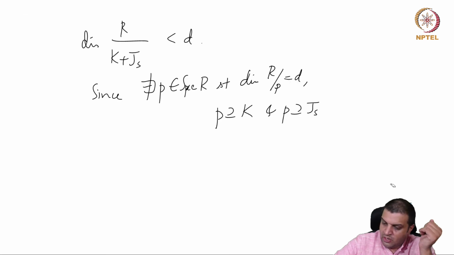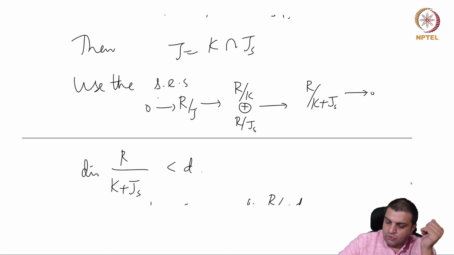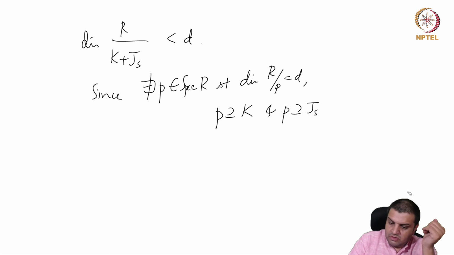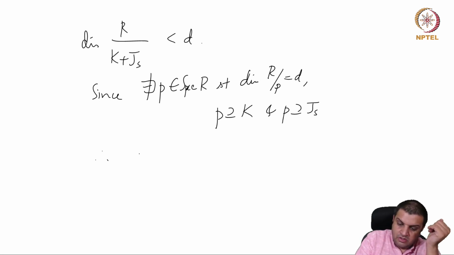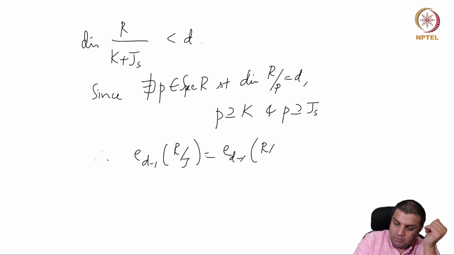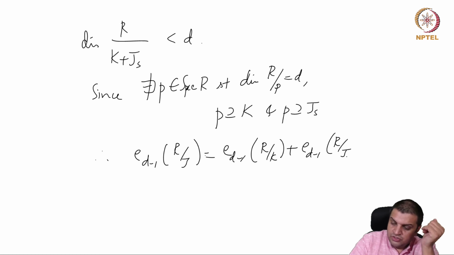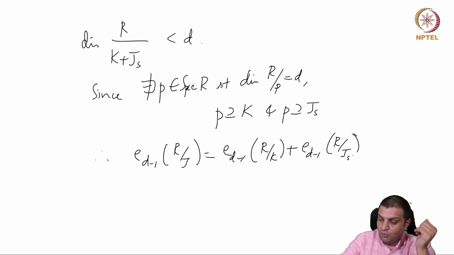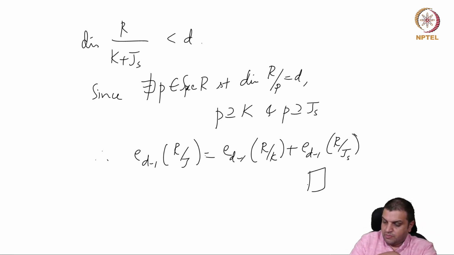Therefore, now induct. So what we have now concluded is that e_{d-1} of R mod J is e_{d-1} of R mod K plus e_{d-1} of R mod J_s. So we have split one component and added this, and now induct and then we're done.